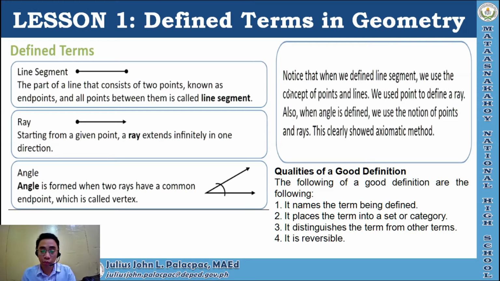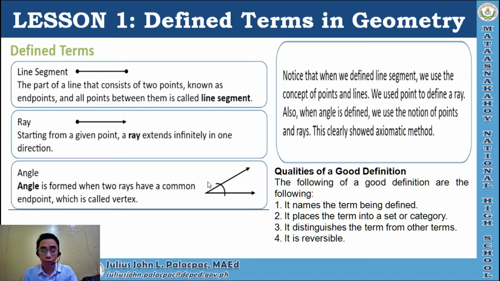So, notice that when we define line segment, we use the concept of points and lines. We use point to define a ray. Also, when angle is defined, we use the notion of points and rays. This clearly showed axiomatic method. So, dito, defined na. May dalawang endpoint. At pag pinag-connect natin dalawang endpoint, line segment yon. Isa lang endpoint at extends infinitely, ray. Yung angle naman, dalawang ray pinag-connect natin. At yung opening niya, yung tinatawag na angle.